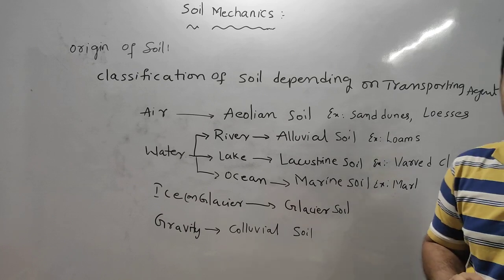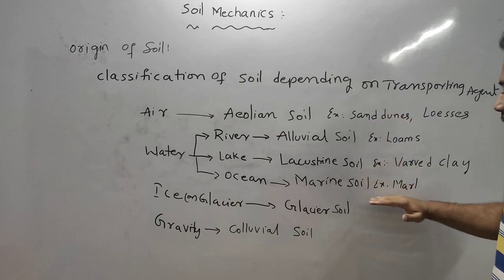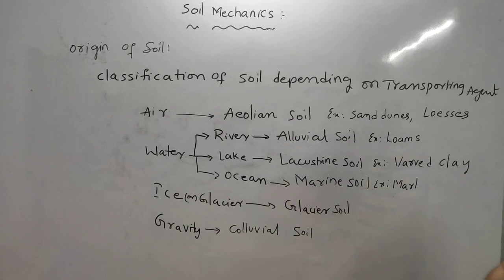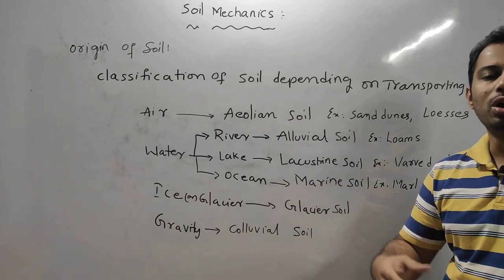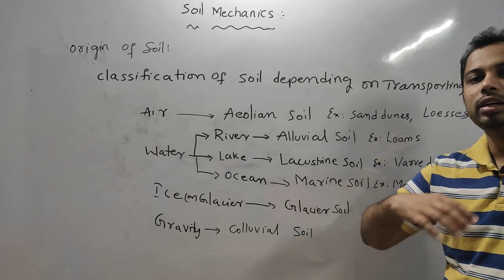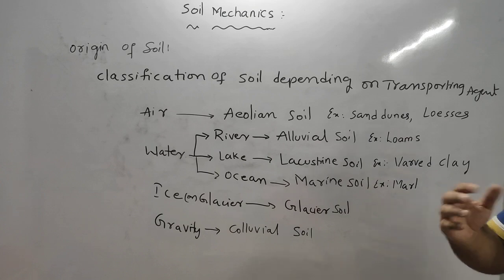River sand is different. River sand comes in this category. Marine sand comes in this category. Marl is an example, marine soil or marine sand or marine clay also. Generally, marine, whatever the rocks are present in the tidal movement of the water of the ocean.